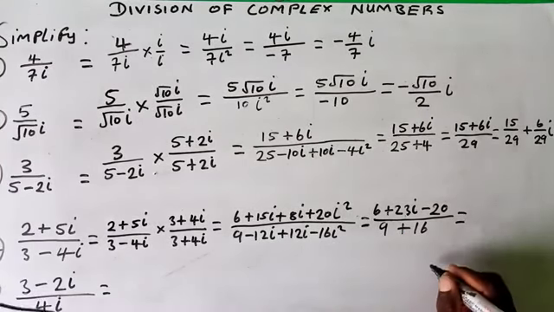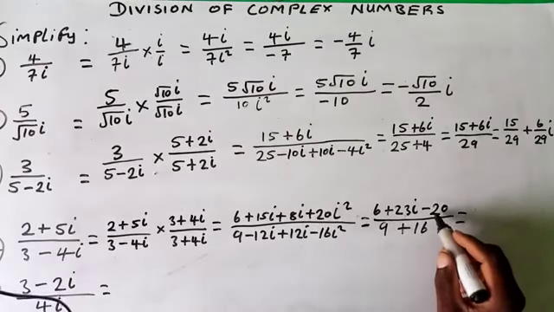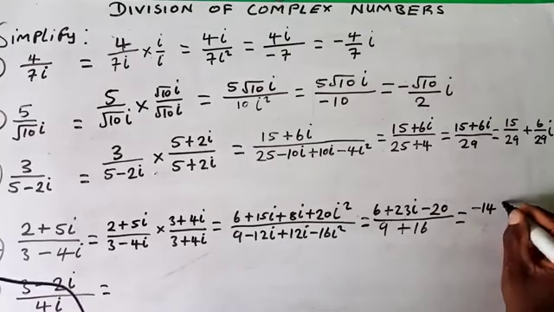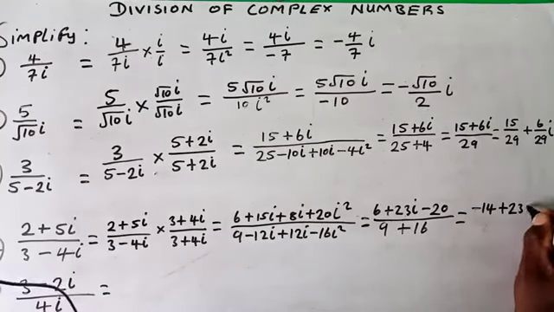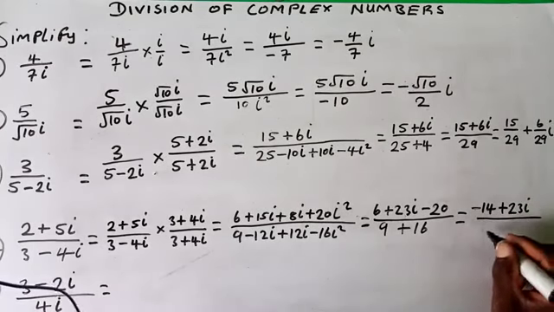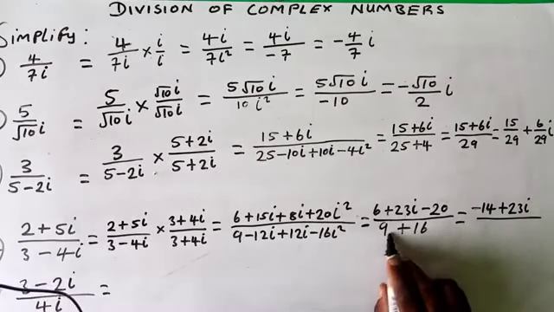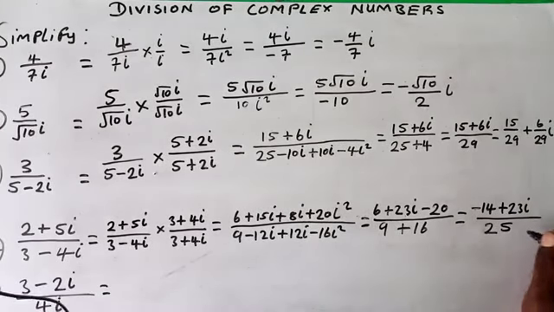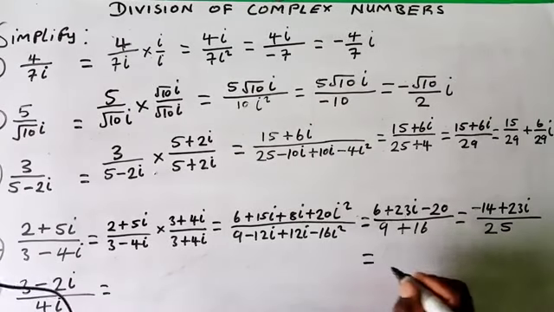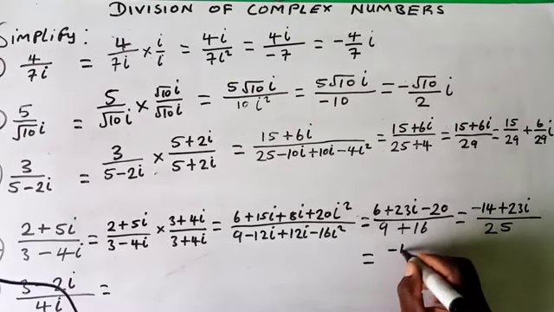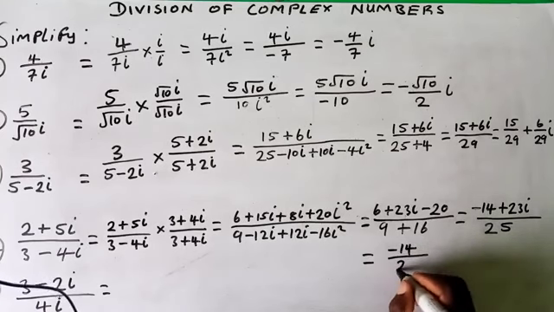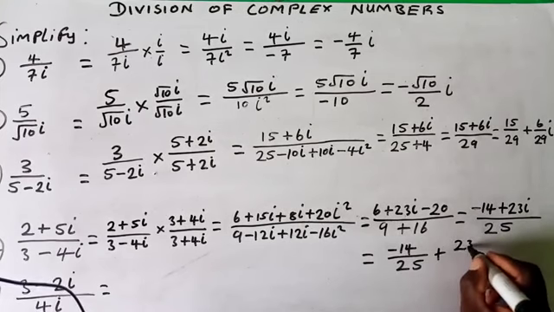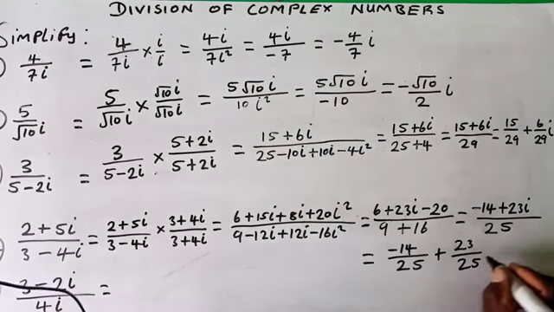This will be equal to 6 minus 20 is equal to minus 14 plus 23i all over 16 plus 9 is 25. So in standard form, this will now be equal to minus 14 over 25 plus 23 all over 25i.